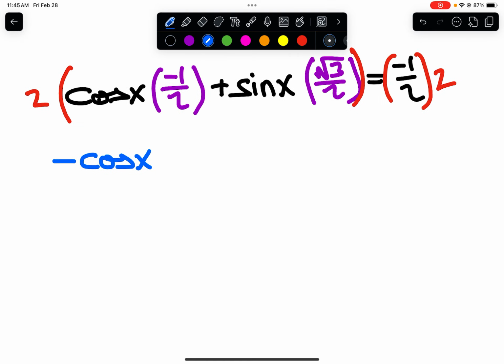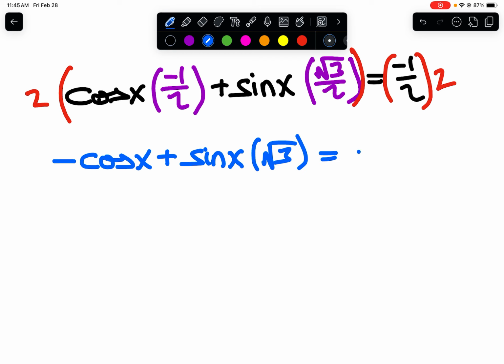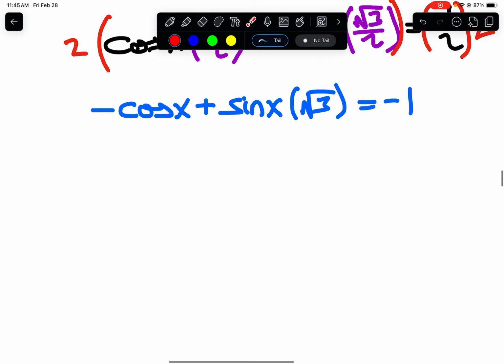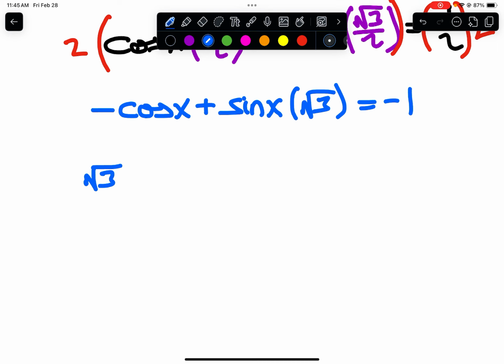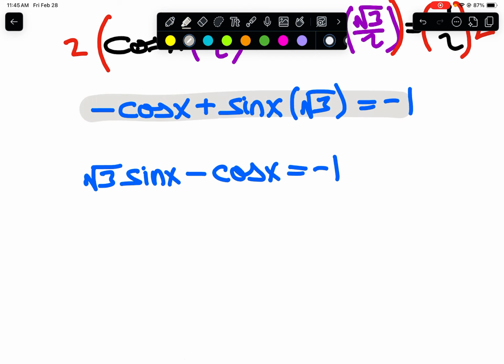So negative cosine x, and then plus sine x times root 3, and then that's going to equal a negative 1. Now, typically when we write equations, we don't like to start with a negative. So what mathematicians like to do, let me write the coefficient. Typically we'll write it as root 3 sine x, and then minus cosine x equals negative 1, just because we don't like to start with a negative, but either way, this would be accepted and this would be accepted if it was free response.